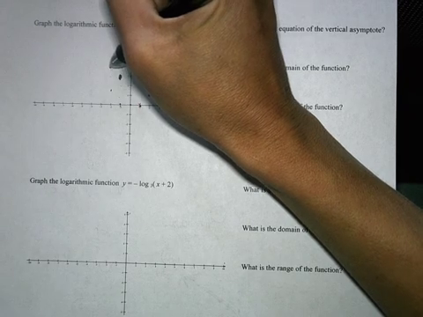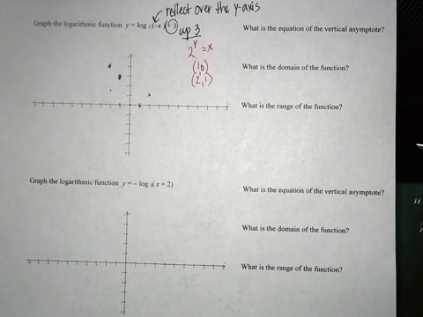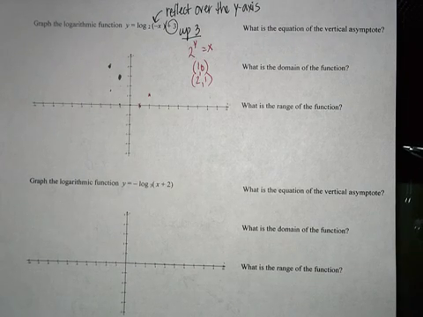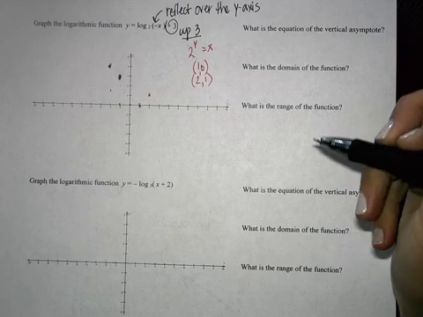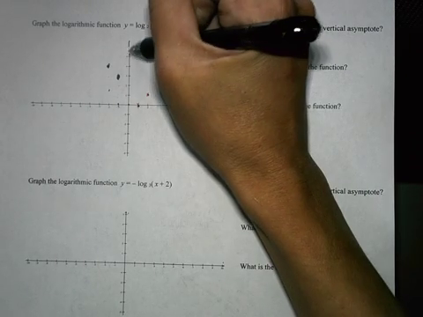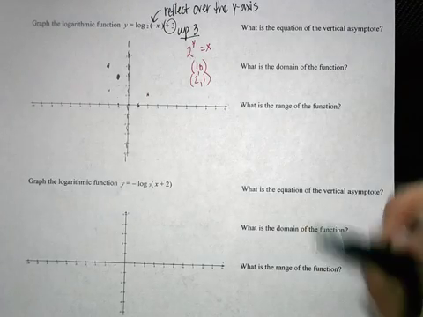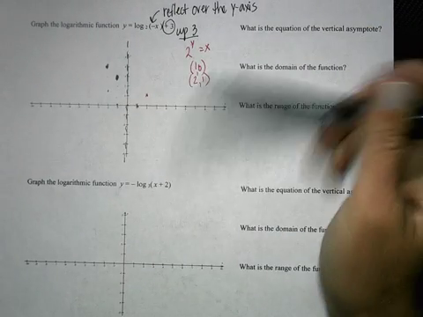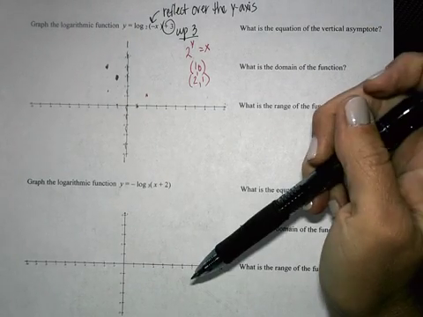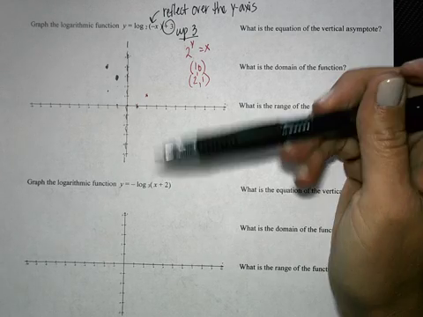So negative 2, 4 is correct. And then, did my asymptote change? No, it's still at 0, because we're just reflecting over the y-axis. We're actually, in a way, reflecting over the asymptote too, I guess.